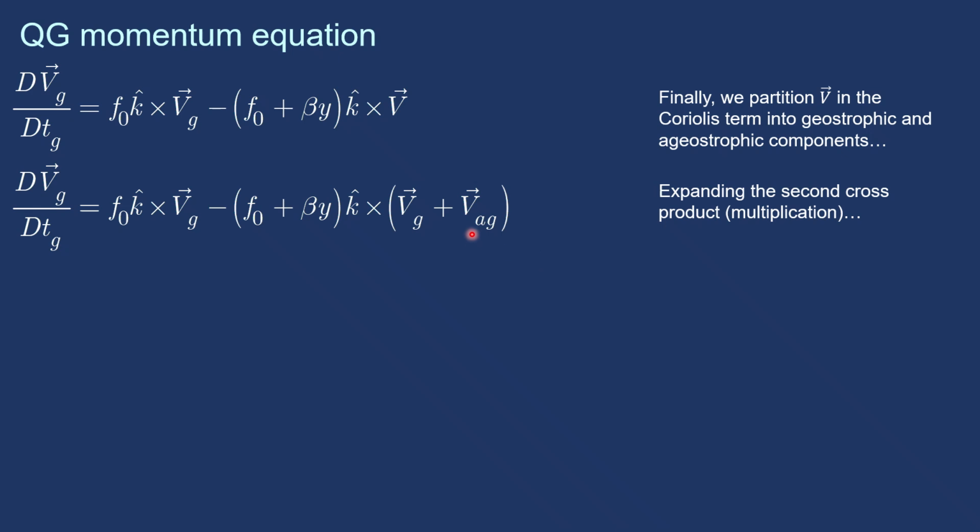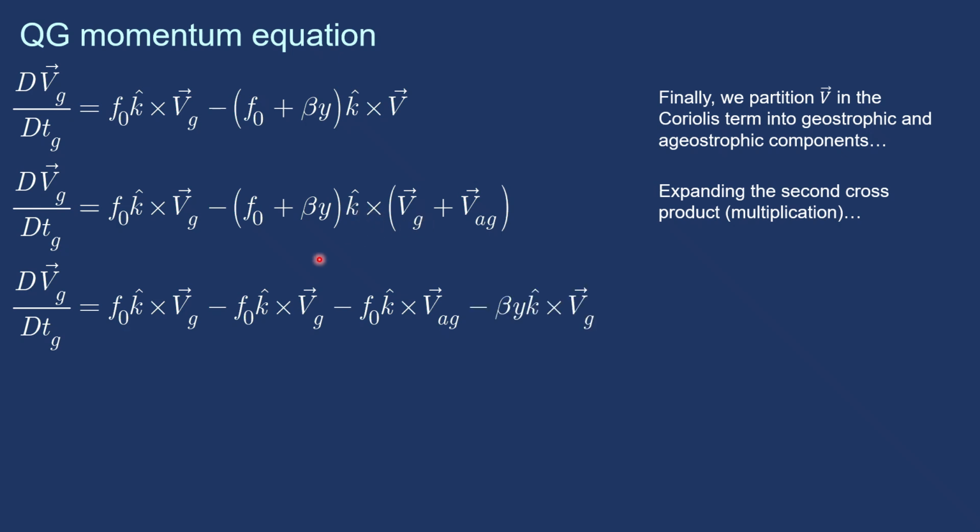And we can expand this Coriolis cross product here, recognizing that, again, the cross product is just a form of multiplication. So when we do that, for the first term here, we get a minus f naught k hat cross vg. For the second term, we get minus f naught k hat cross vag. For the third term, we get minus beta y k hat cross vg. And for the fourth term, we get minus beta y k hat cross vag. And the first two terms here now cancel in this equation to the right of the equal sign. And so we have three terms to deal with and to scale.